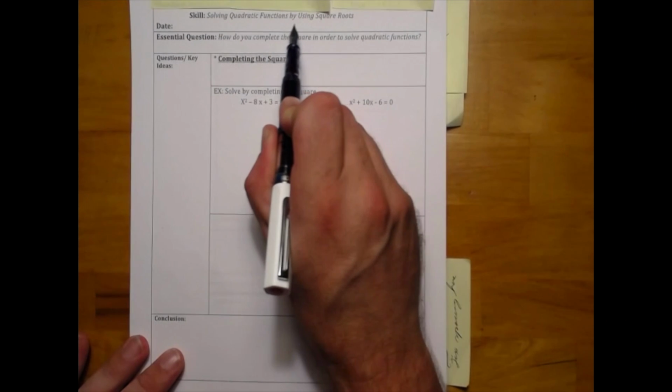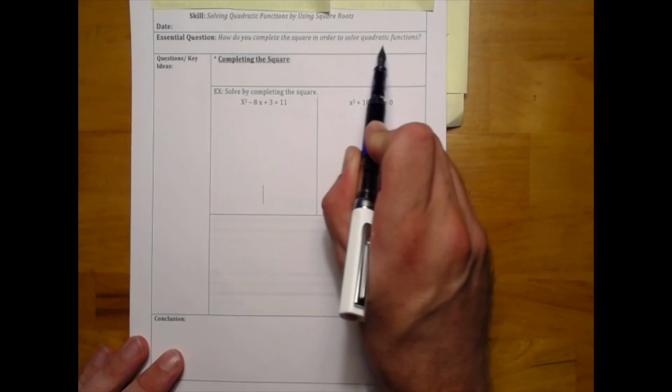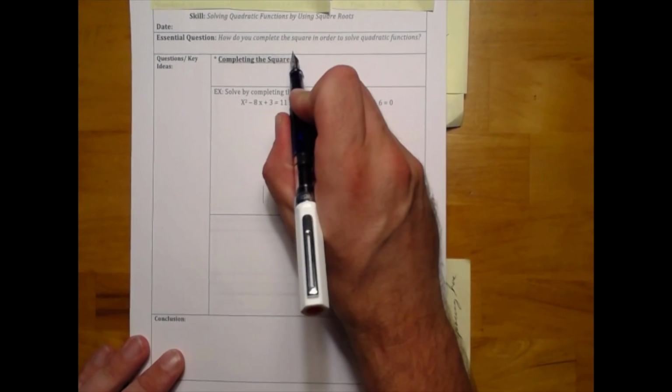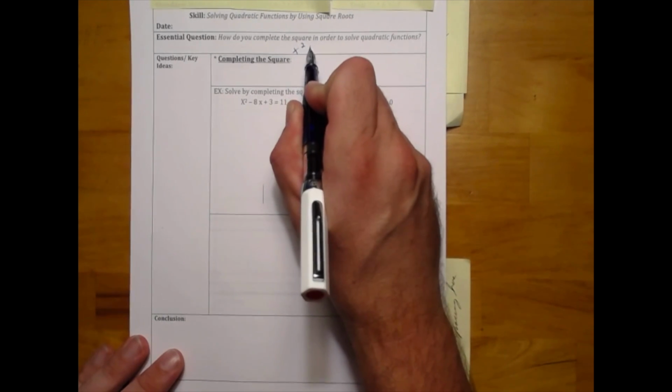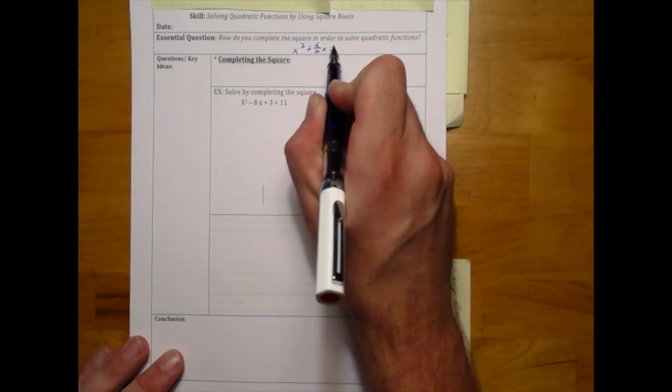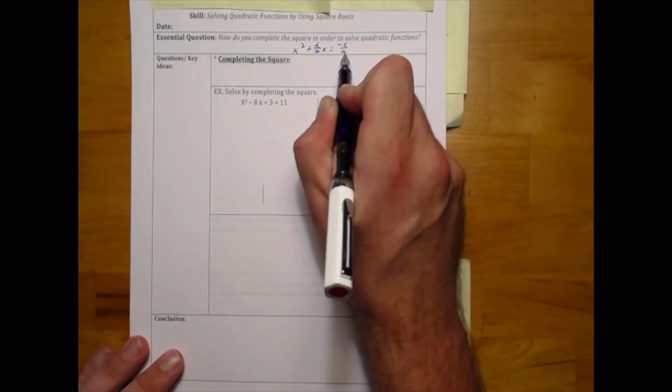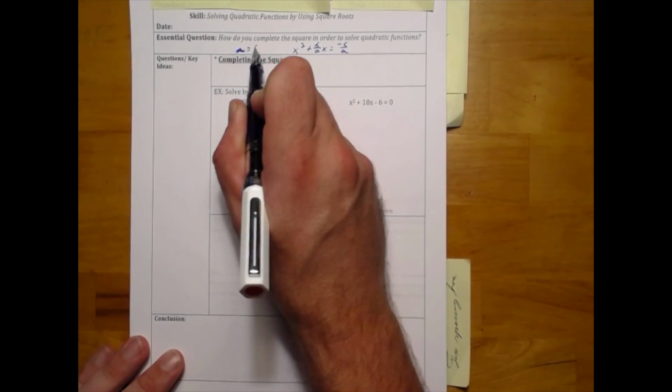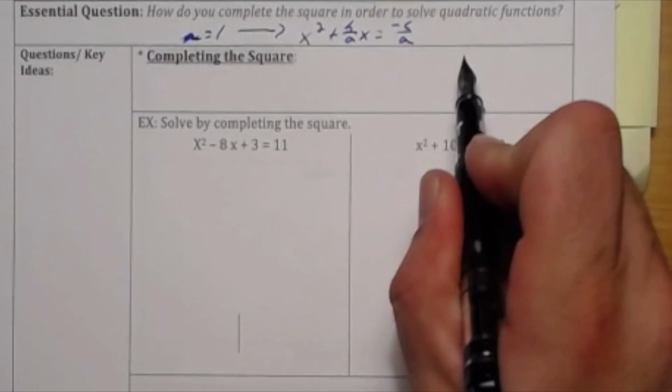In this video, we're going to be solving quadratic equations by using square roots or completing the square. And how do you complete the square in order to solve quadratic functions? So x squared plus b over a x is equal to negative c over a. We want to have a 1 in front of the x squared.